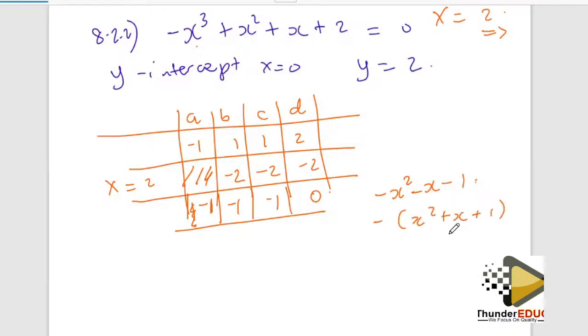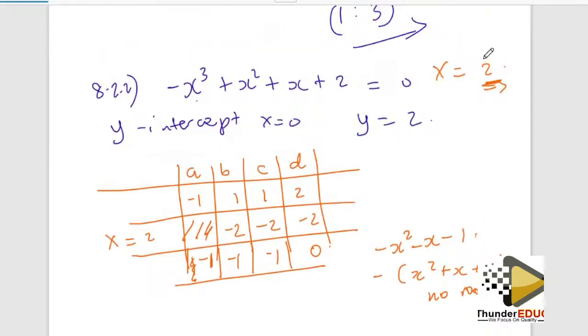Is there a scenario where I can get something like that? Are there any roots to this kind of expression? No roots. So which means I'm just going to have x as a 2. So I'm saying no roots here. Since I cannot factorize, I can't even use the quadratic formula, I'm going to get errors. So which means the only x-intercept is the 2.